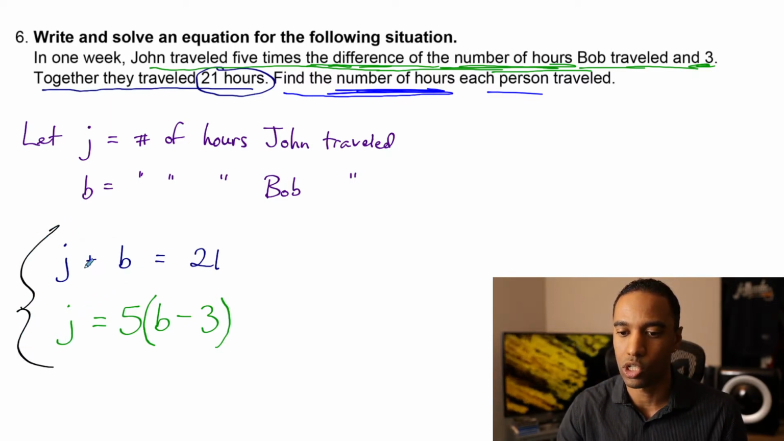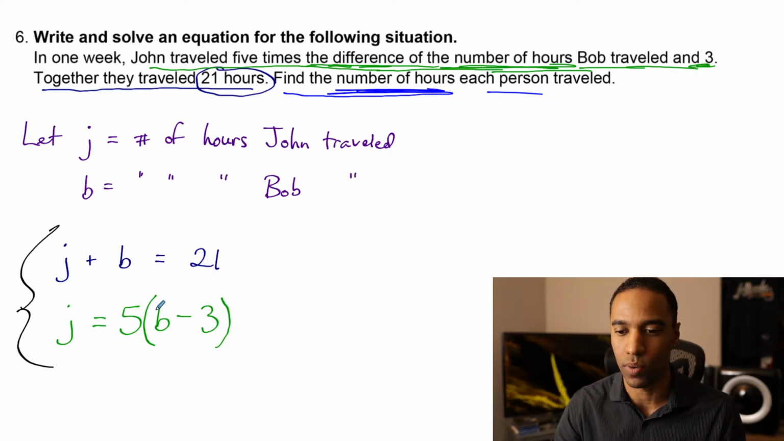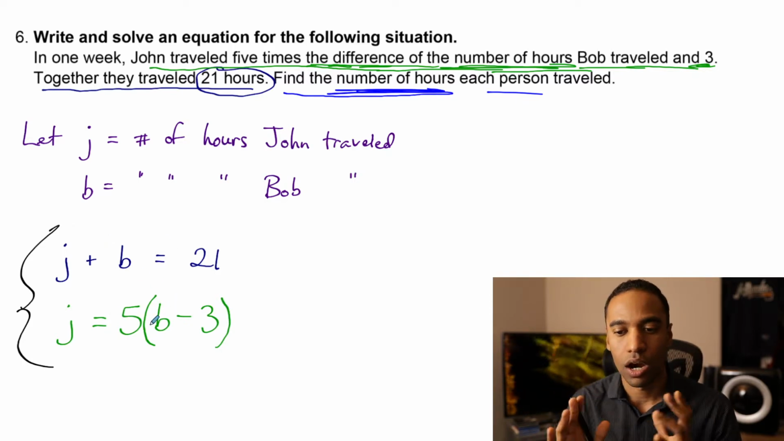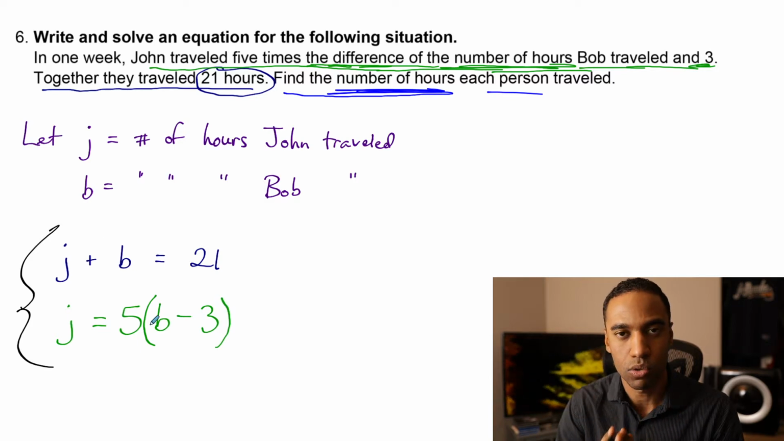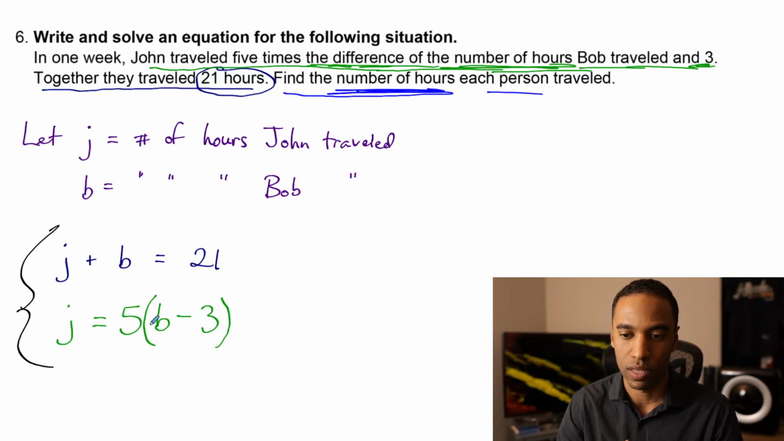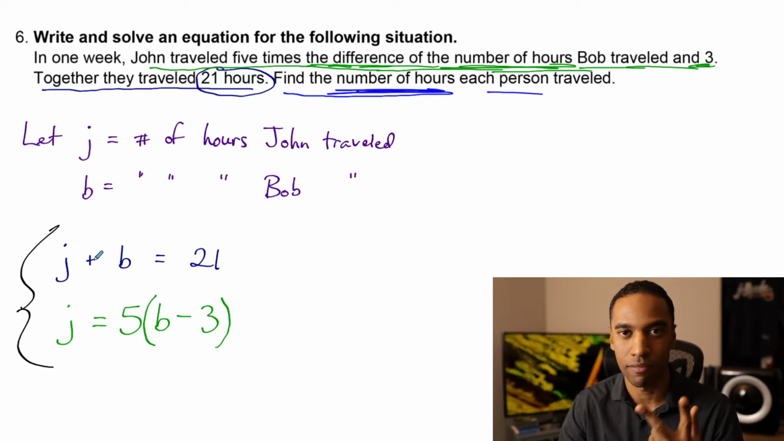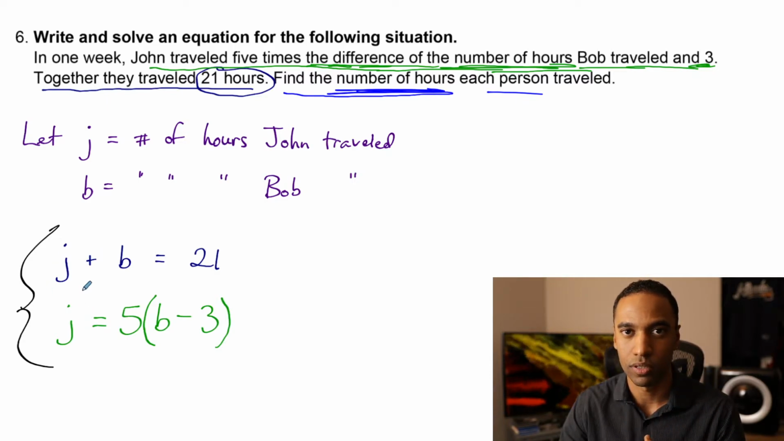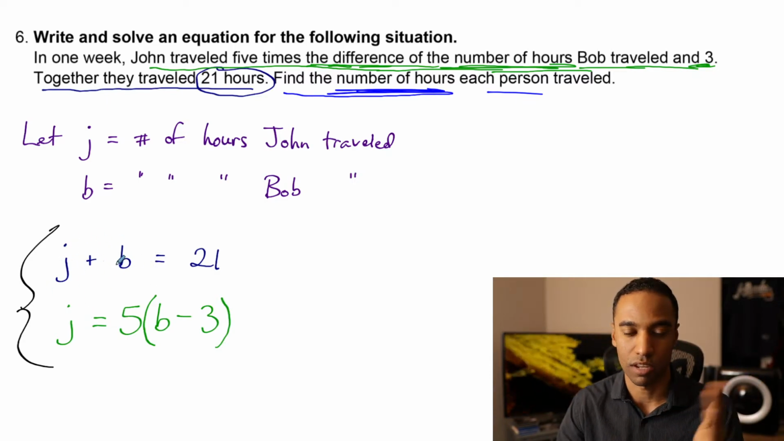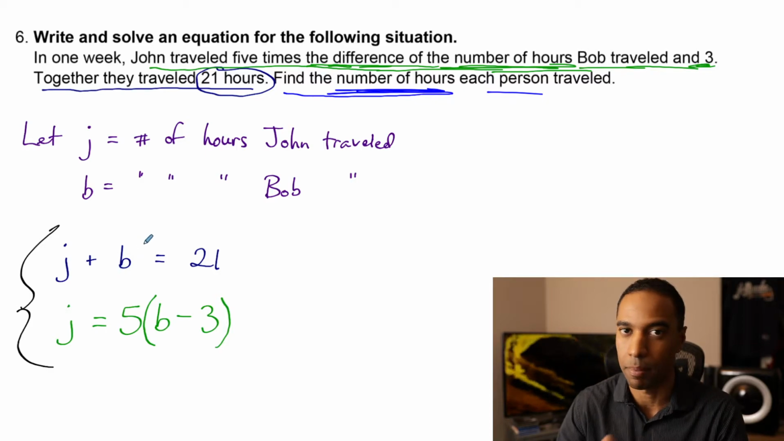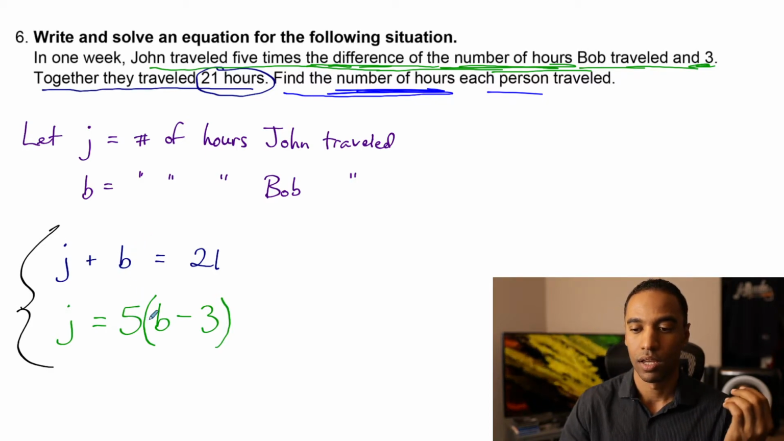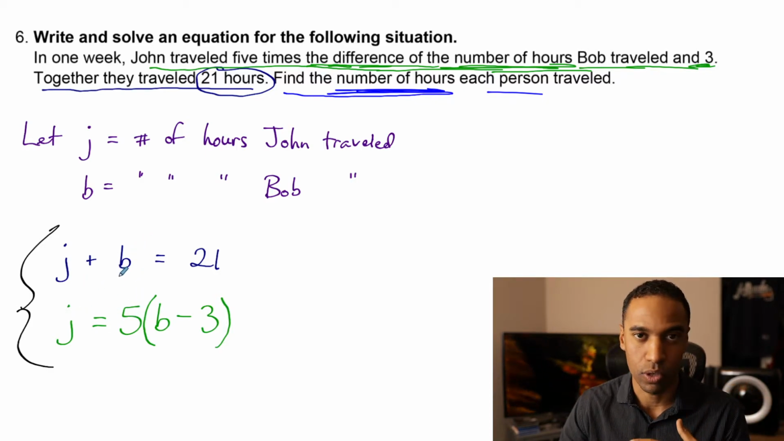We have 2 equations right here, top and bottom. And we are going to use something called the substitution method in order to solve for this, because the problem is each equation has 2 variables. And I already mentioned that up top. There's an infinite number of solutions here for John and Bob. I don't know which one's correct. We've got to find the j and b that works for both equations at the same time.